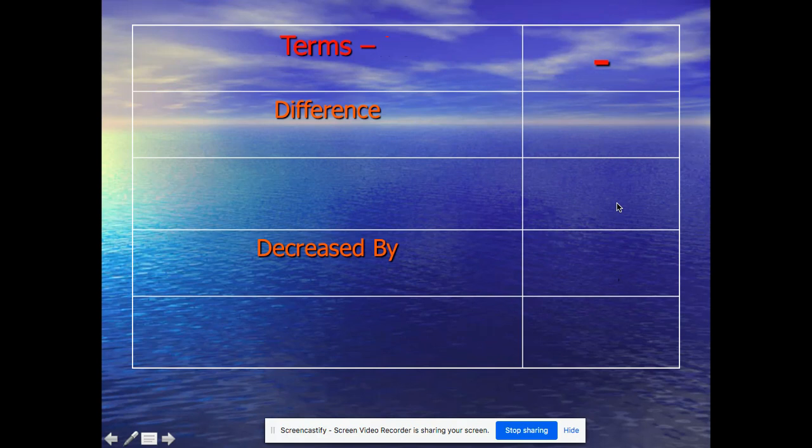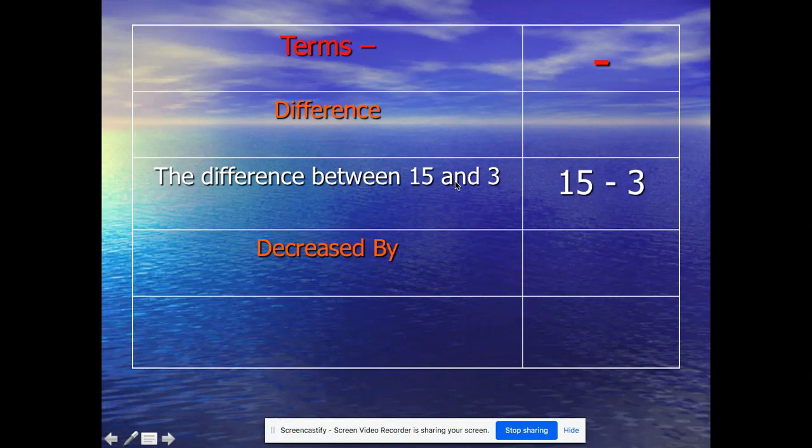Let's move on to the next slide. Pause your computer or go back, and if you need to, pause it and write down those definitions and examples. In these terms, we have difference and decreased by. Both of these, you can see up here, are subtraction. The difference between 15 and 3 means that we're going to subtract. So 15 minus 3.